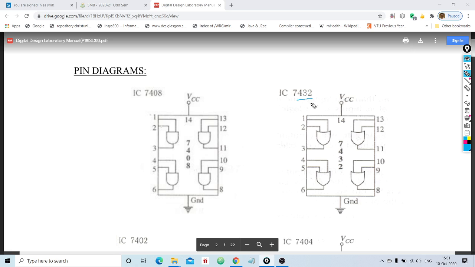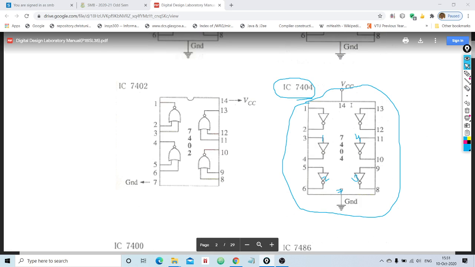This is the pin diagram for 2 input bit OR gate, whose IC number is 7432. Again, look at here. It is a 14 pin IC, right? 1, 2, 3, 4, 5, 6. Again, this is pin number 7, 8, 9, 10, 11, 12, 14 pin, and pin number 7 for ground supply, pin number 14 for voltage supply. And one IC will have how many 2 input bit OR gate? Totally 4. Clear?